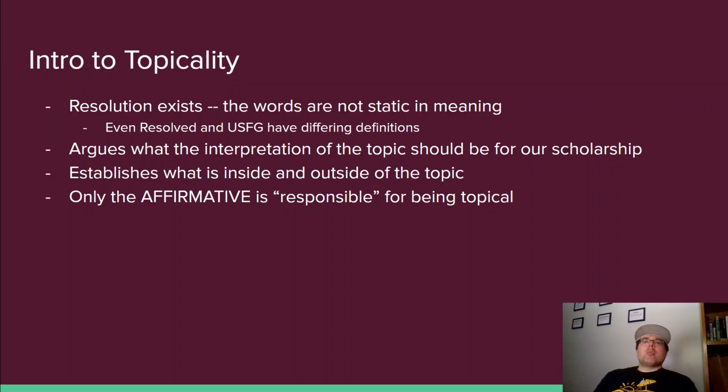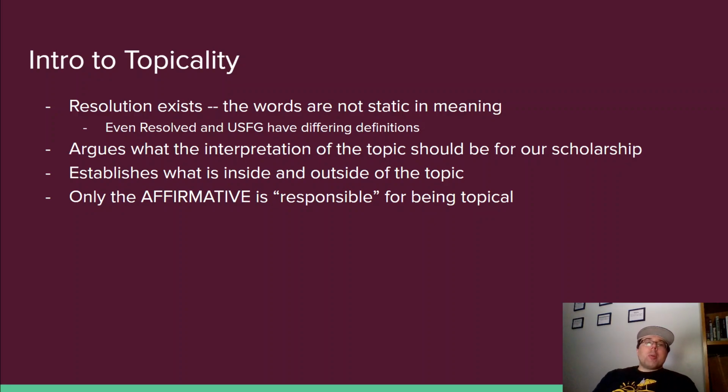what words mean. And so topicality is really about guiding the scholarship for the year based upon that resolution by coming to an agreement or arguing that a specific interpretation of the words inside of the resolution are the ones that should be used. And what topicality does is, with those definitions that you are forwarding, it will establish what is inside and what is outside the topic, therefore dictating what exactly should be learned about.